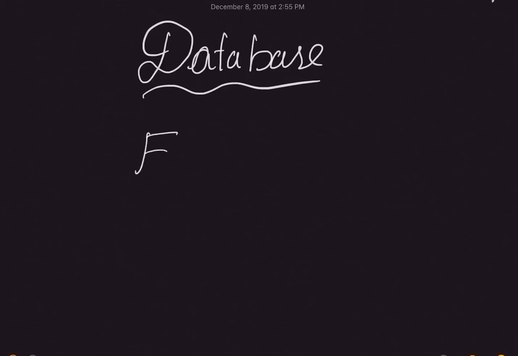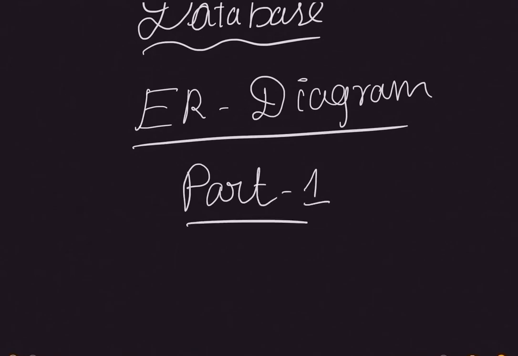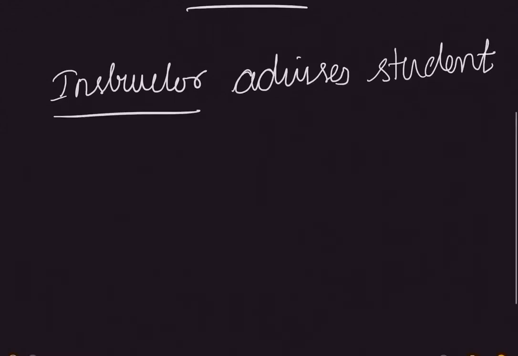Hello everyone. Today we are going to see about the ER diagram. This is part 1. This is an example. Instructor advises student. Let's see what belongs to each table.